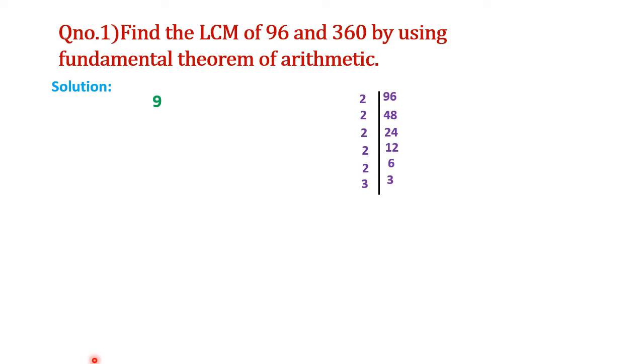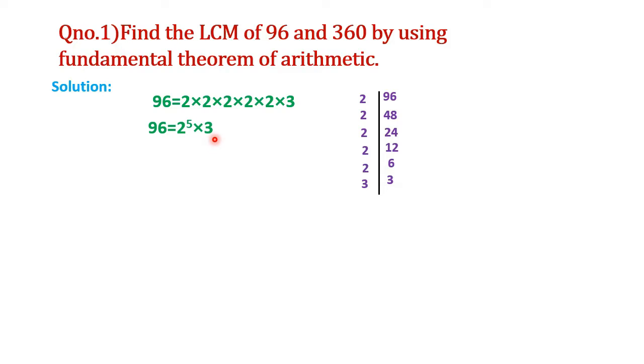Question number 1. Find the LCM of 96 and 360 by using fundamental theorem of arithmetic. Solution. Here we have to find the prime factorization of 96 and 360. We can write 96 is equal to 2 into 2 into 2 into 2 into 2 into 3. Further we can write it as 96 is equal to 2 raised to 5 into 3.